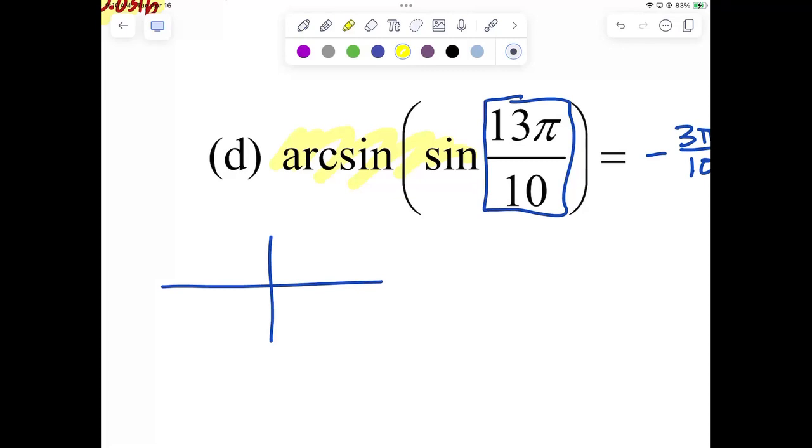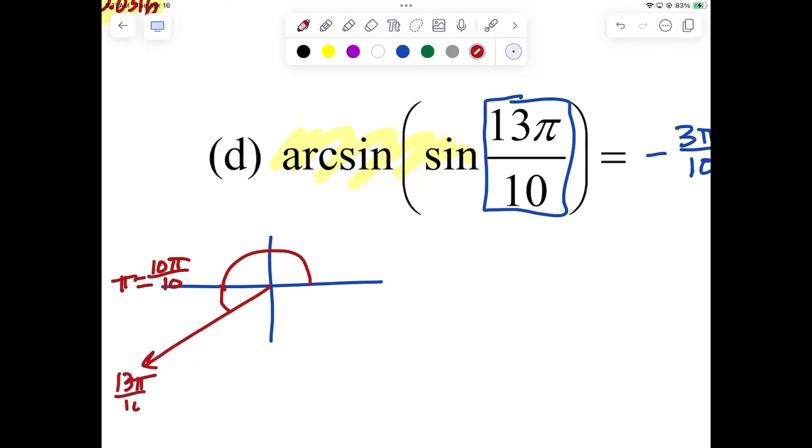Freeberg, what quadrant does 13 pi tenths live in? It lives in quadrant 3. Good. This is 10 pi tenths to pi. And then we go past it by how much? We go past it by 3 pi tenths. So this reference angle is 3 pi tenths. Okay, good. Now what, Freeberg?